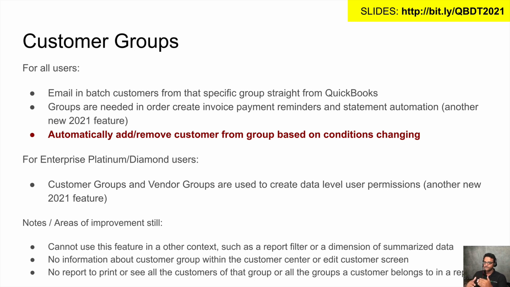Now, as you move into the Enterprise Diamond world, these customer groups and vendor groups, because vendor groups will be available in Enterprise, will be piggybacking on the new data level user permissions, which we'll do a demo on shortly. And before we do the demo, I'm going to add my observations. One is this feature cannot really be used in any other context, so it's sort of stuck in automatic invoice sending, invoice payments, and data level permissions. It's not available in reports or filters.